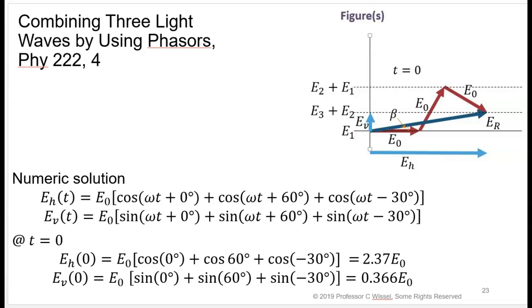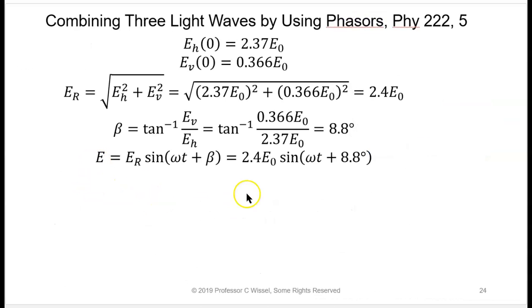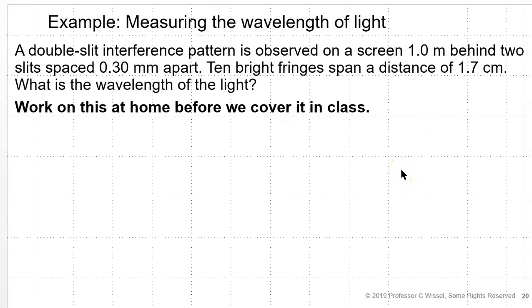There's the 8.8 degrees. So the resultant is E equals 2.4 E naught. That's the amplitude. And the sine of omega t plus 8.8 degrees, that's that angle. Okay, now we have an example of measuring the wavelength of light. This can actually be used to measure the wavelength of light.